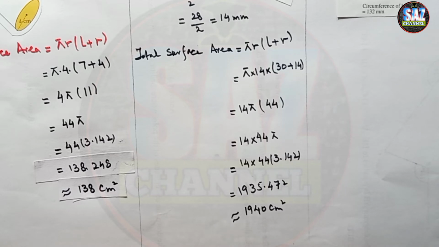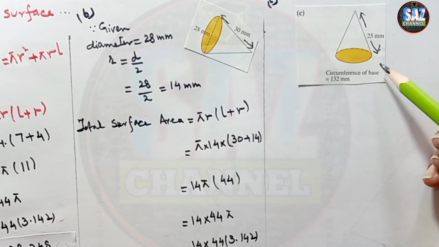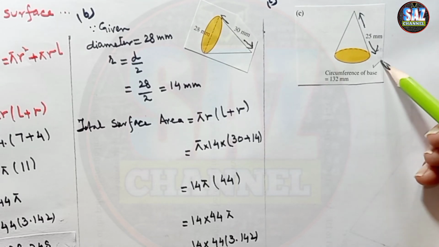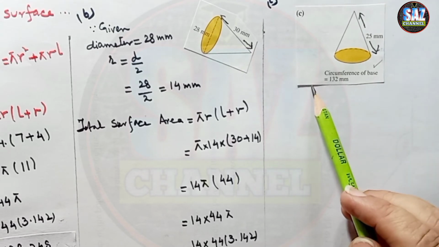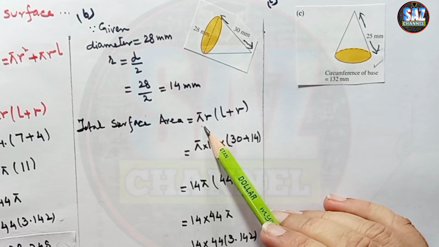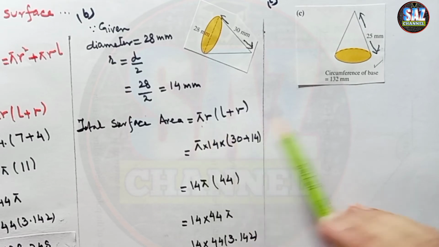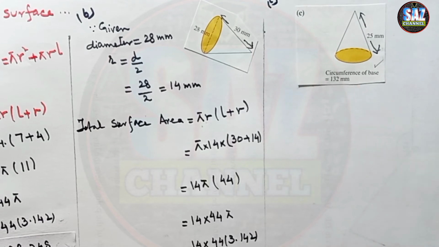And in the next part, the given information is that we are given the slant height, which is 25, and the circumference of the base, which is 132. As we need to find the total surface area, and total surface area requires the radius, with the help of the circumference we are going to find the radius first.